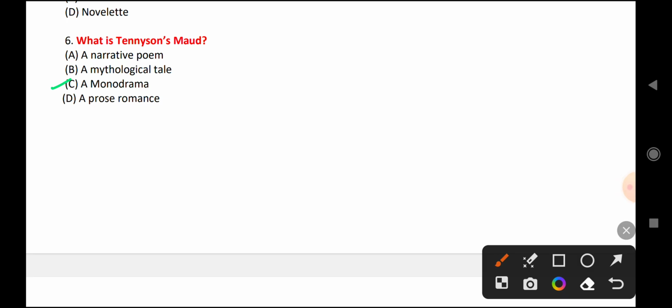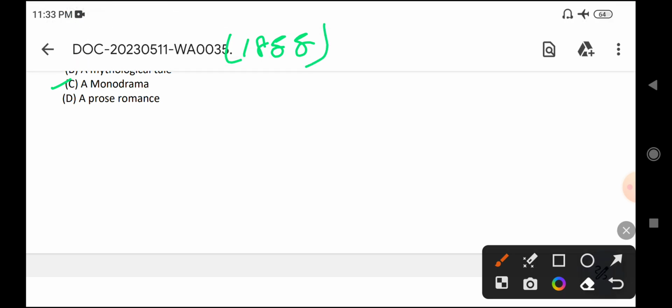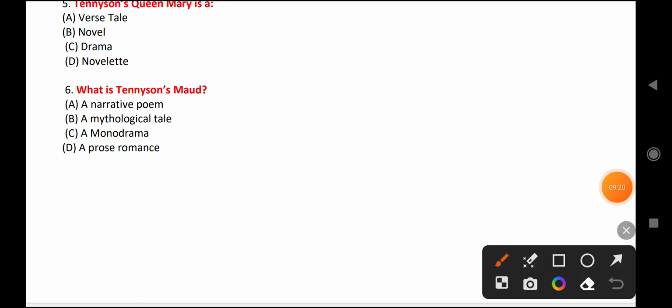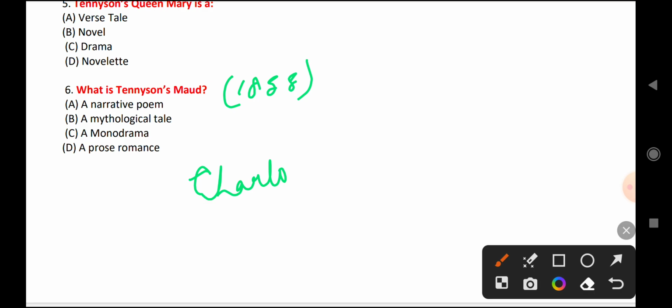It was published in 1855. It was the first published collection after Tennyson became the Poet Laureate. And this work was inspired by a lady whose name was Charlotte Rosa Baring.